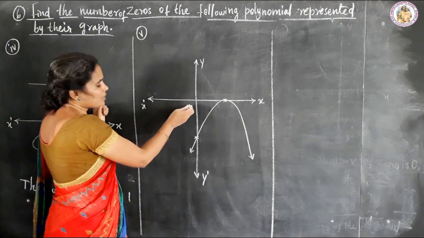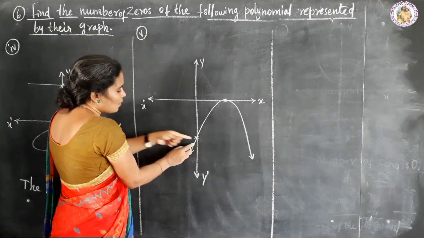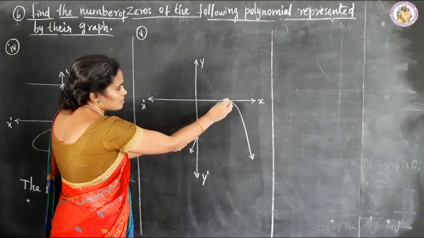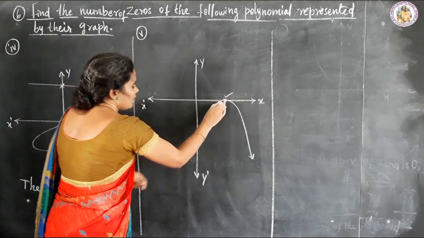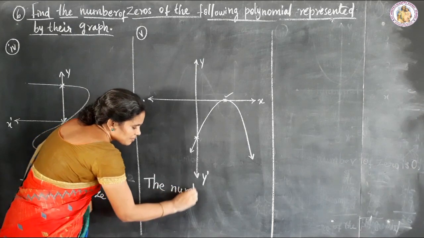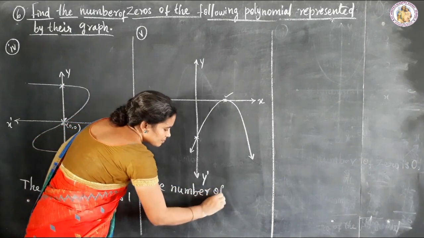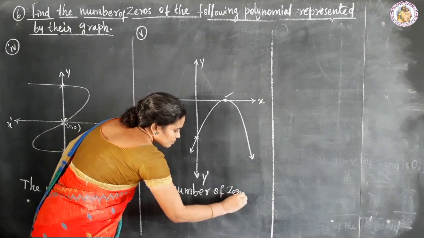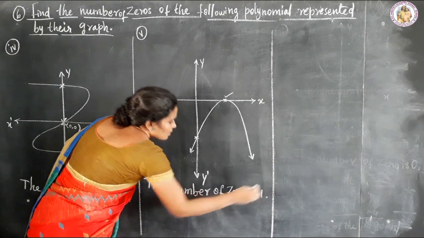Here in this graph you can see the curve intersects at the y-axis and x-axis. So only at one point, we have the number of zeros is 1.